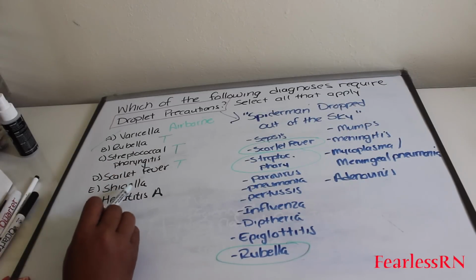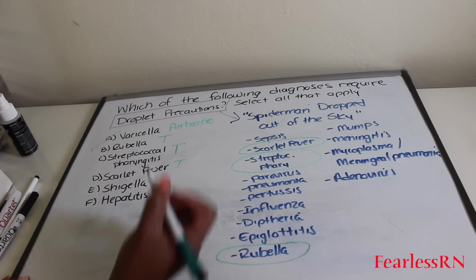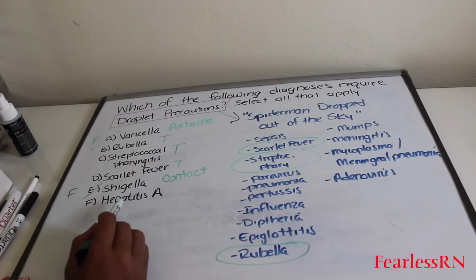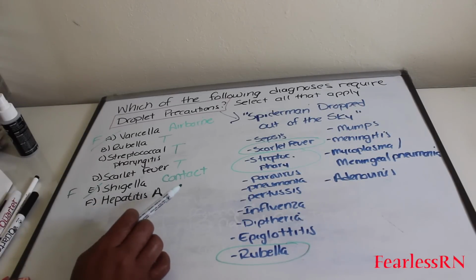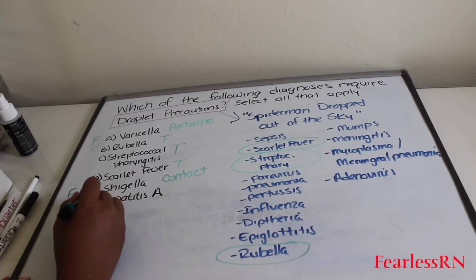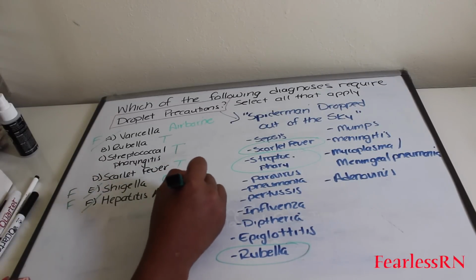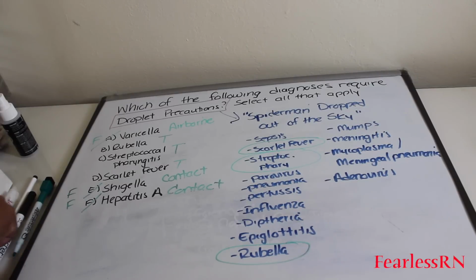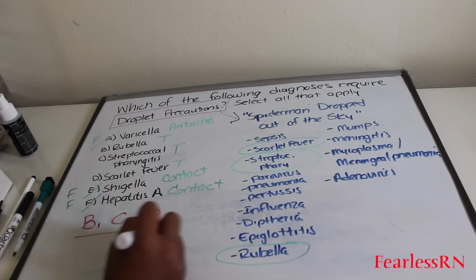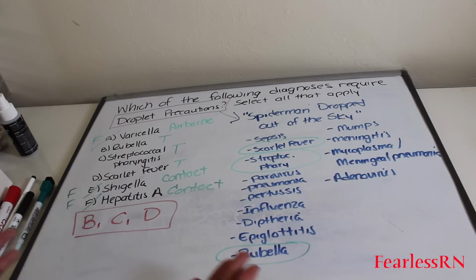What about Shigella? Actually, Shigella is under contact. So this is contact isolation. And what about hepatitis A? Is that droplet, airborne, contact? Is it on the list? No. So it's false, and it's actually contact. Answer choices are B, C, and D. So this is how you break down select all that apply questions.